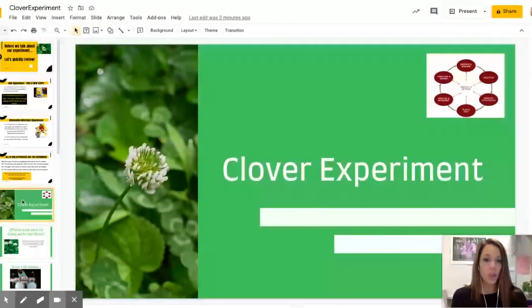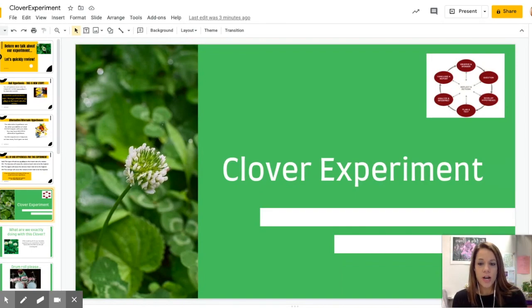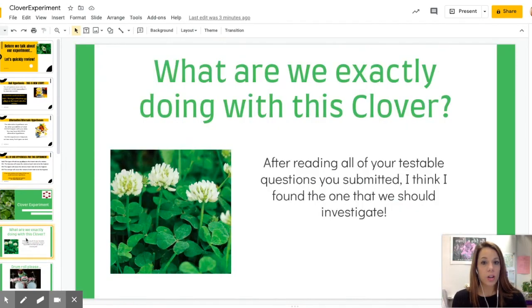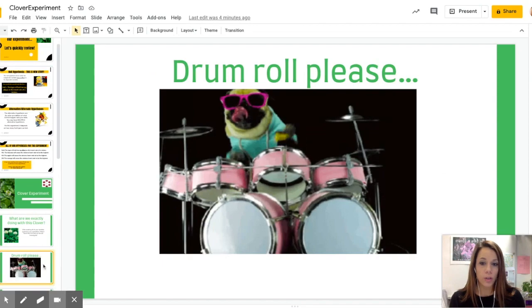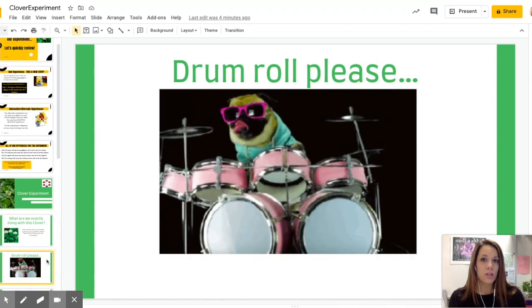So for our Clover experiment, we've been talking about Clover for a week or so now and how we're going to do an experiment with Clover. I have looked at all of your different questions. You submitted questions a week or so ago, and I talked about how we have to have an independent variable and a dependent variable in our question. After reading all of them and talking to some of the other 7th grade science teachers, we have come up with an actual question that we're going to investigate. So here is our question.